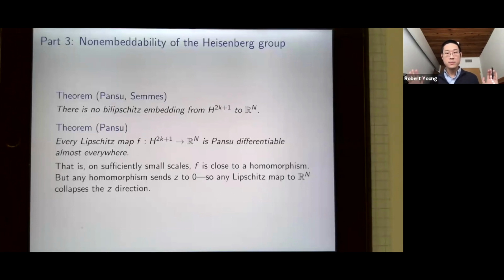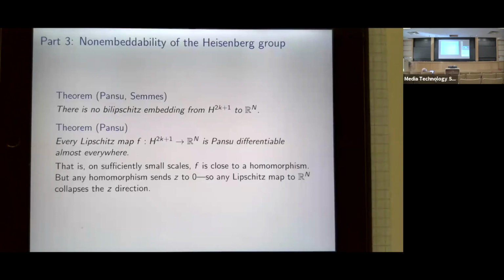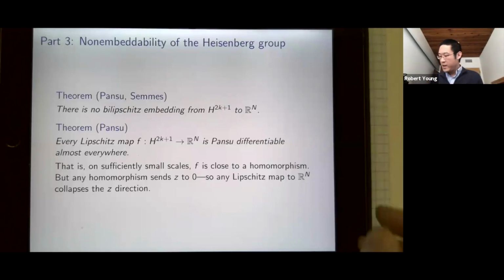It's okay. So can you give us some intuition for why this statement is true about being Pansu differentiable almost everywhere? Yeah, I can.